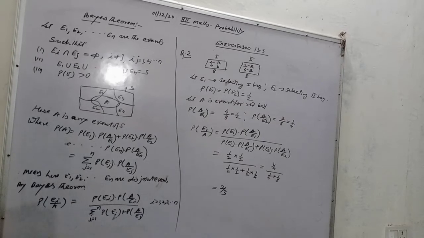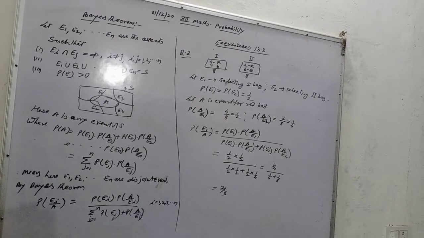12th math student. In probability, today we will discuss Bayes theorem. What is Bayes theorem? Let E1, E2 and so on En be events such that Ei intersection Ej is equal to phi, where i is not equal to j and i and j are from 1 to n. Here intersection phi means they are disjoint events, or you can say mutually exclusive events.